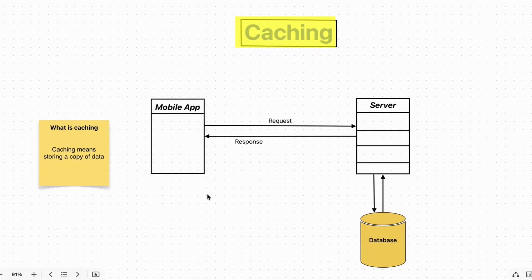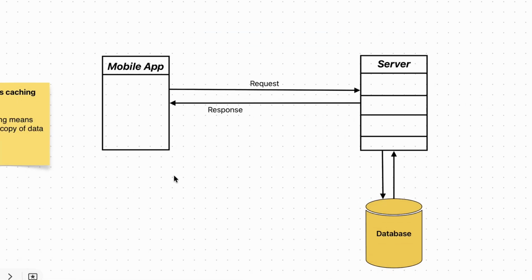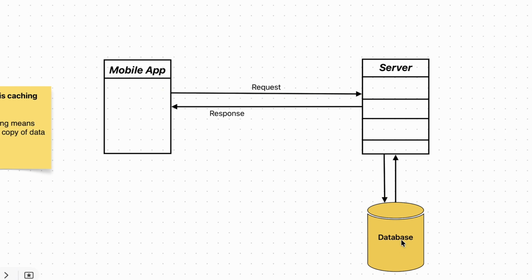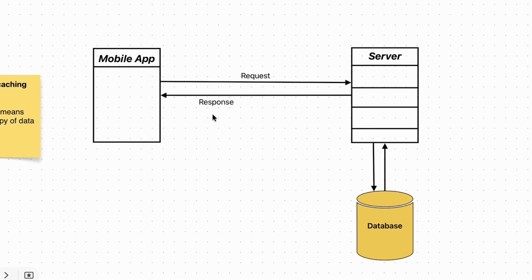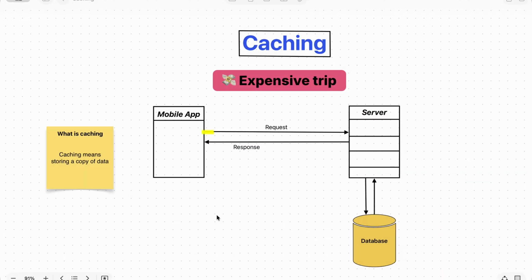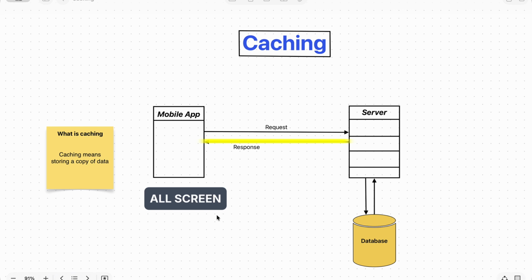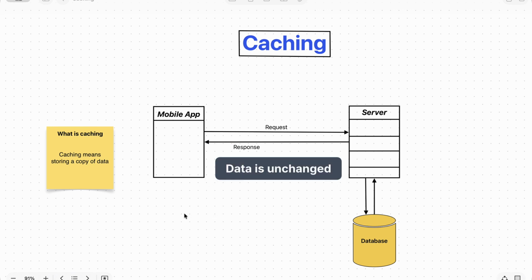So what is caching? Take the normal flow for your app request. Your app sends a request for data. The server asks for data from the database. The database runs the query and sends it back to the server. Now the server builds the response and sends it back to your mobile app. That's an expensive trip. Your mobile app does that on every screen, even when the data is unchanged.